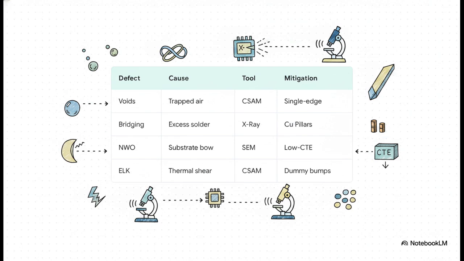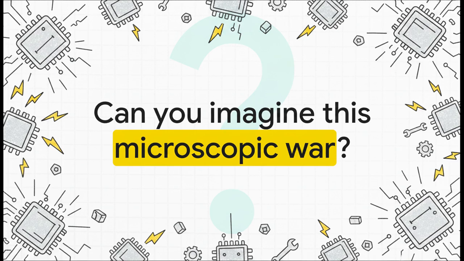I mean, engineers have to use CSAM, or C-mode scanning acoustic microscopy, just to find trapped air voids and delamination, while relying on 2D and 3D X-rays to spot solder bridging and substrate bowing. But for every single primary cause, human ingenuity has found a precise, engineered mitigation. We demand smaller, faster, and more powerful technology every single day. And it's only made possible by overcoming these immense physical limitations.